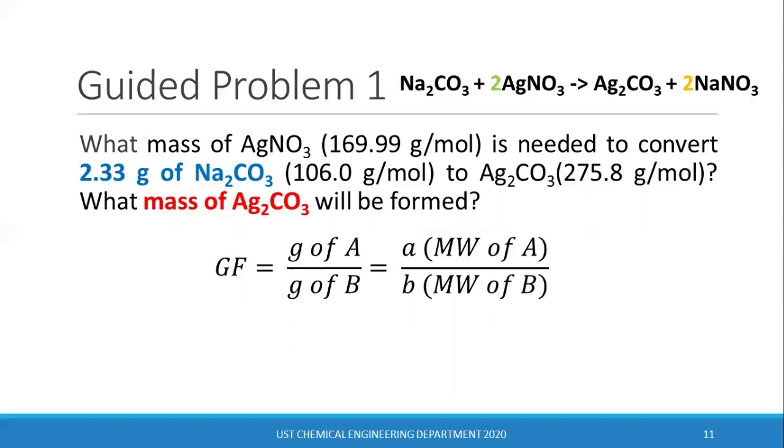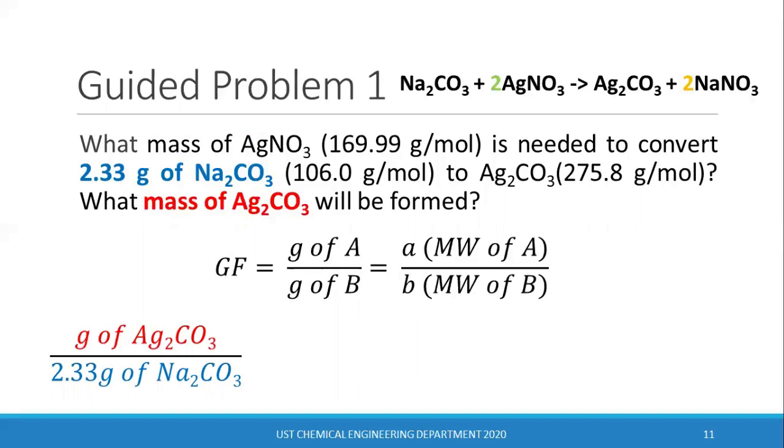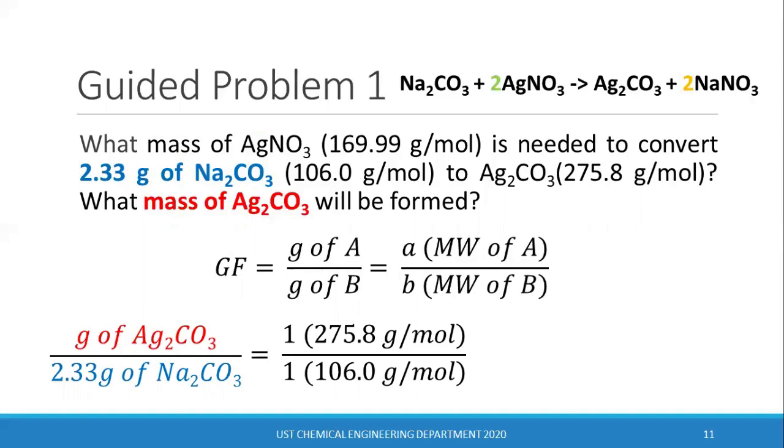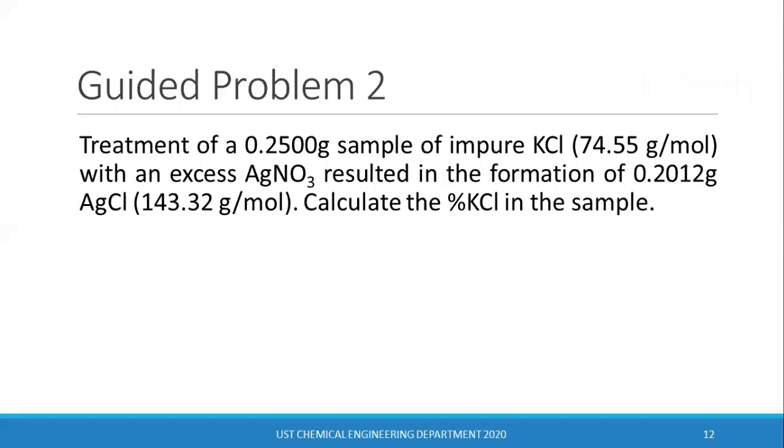Let's replace A with silver carbonate and B with sodium carbonate. The ratio of this mass is equal to 1 times the formula weight of silver carbonate divided by 1 times the formula weight of sodium carbonate. This equation contains again only one unknown. Solving for the mass of silver carbonate, we will get 6.06 grams silver carbonate. So now we have already solved guided problem 1. Let's try to solve another guided problem.